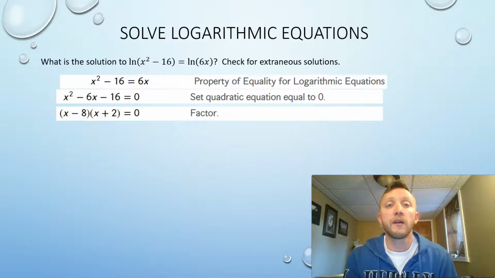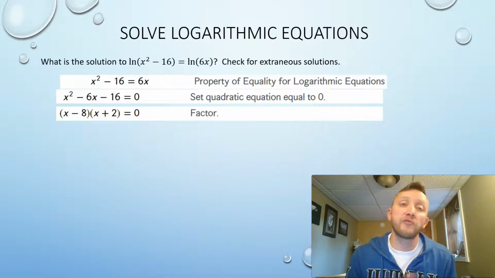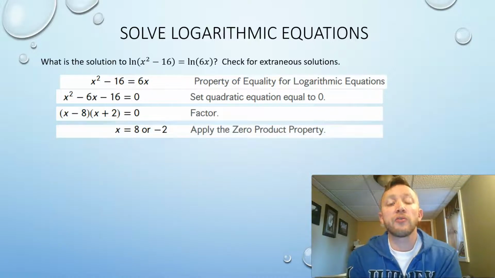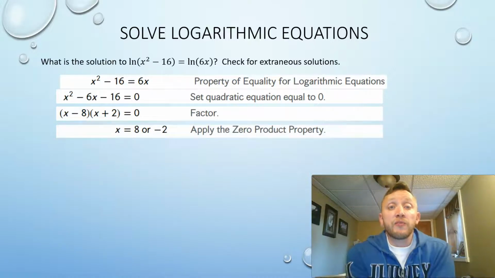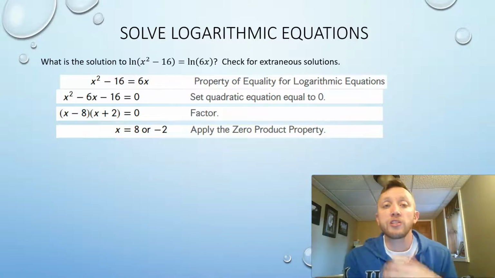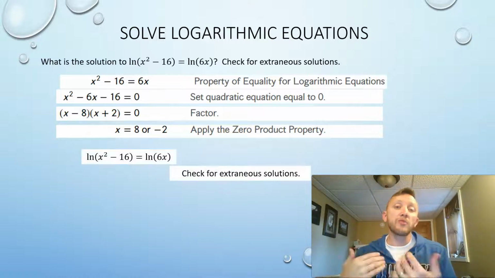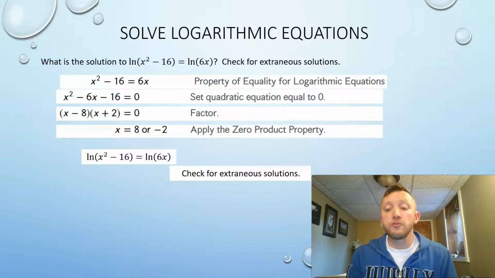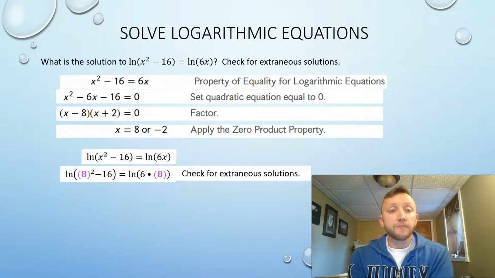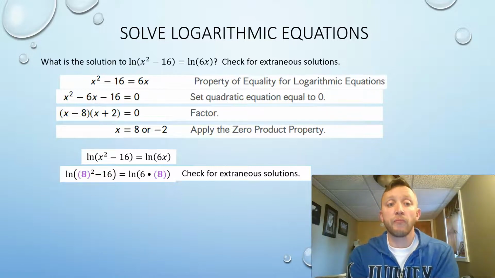Or you could swap the order. That's totally fine. Then the next step is we're going to set each of those equal to 0 to solve them, because my goal is to figure out what values for x would give me 0 in that equation. So my two answers would be 8 or negative 2. Everything seems fine. I didn't make any mistakes that I can see there. But we should always check our answers, and that's what we're going to do here. We're going to check for extraneous solutions. So I'm going to start by putting one of those numbers, let's just use the 8, into the original equation. So we would have the natural log of 8 squared minus 16 equal to the natural log of 6 times 8.